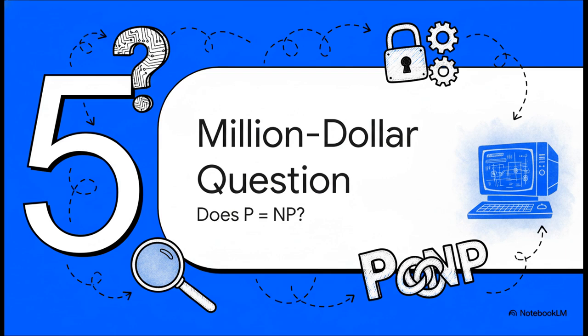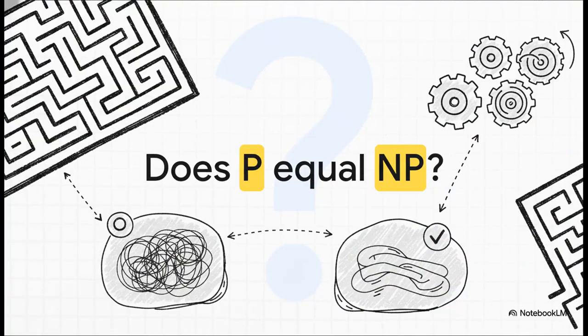And all of this brings us right back to the heart of the mystery, the question that computer scientists have been wrestling with for more than half a century. The question is this: are these problems actually hard, or are we just not clever enough to have found the secret recipe yet? Is the world of problems that are easy to check, which is NP, actually the exact same world as problems that are easy to solve, which is P? In other words, does P equal NP?